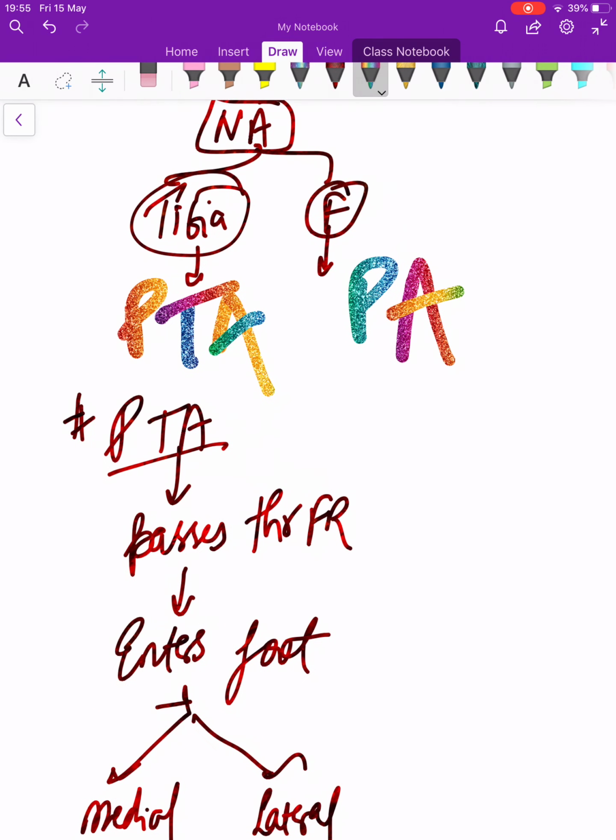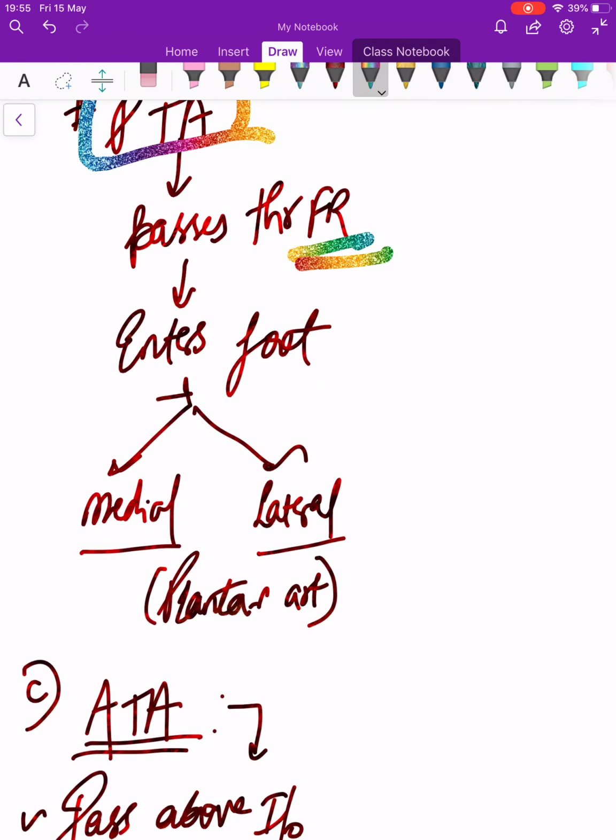And next is the posterior tibial artery. It passes through the flexor retinaculum. Posterior tibial artery, ठीक है, it passes through the flexor retinaculum, Tom, Dick and Harry. ठीक है, it enters the foot and it divides into the medial and the lateral plantar artery.